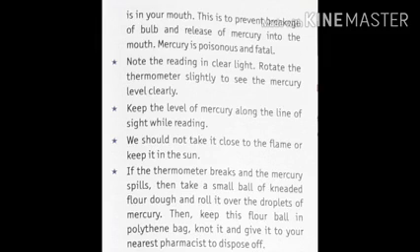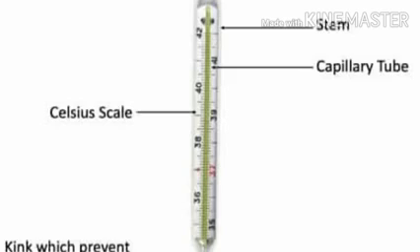Next, if the thermometer breaks and the mercury spills, then take a small ball of neat flour dough and roll it over the droplets of mercury. Then keep this flour ball in a polythene bag and give it to your nearest pharmacist to dispose of.